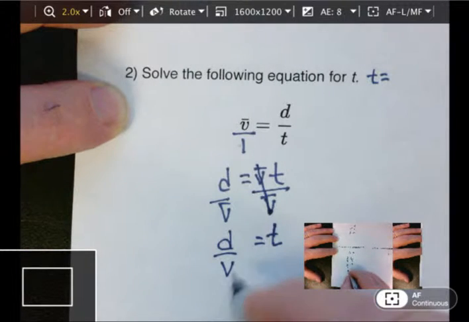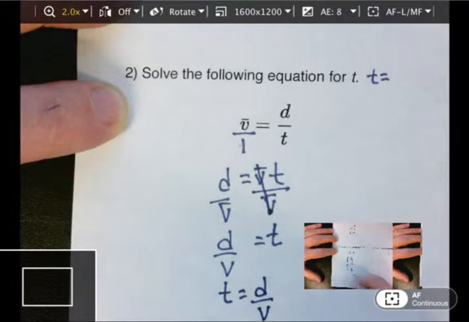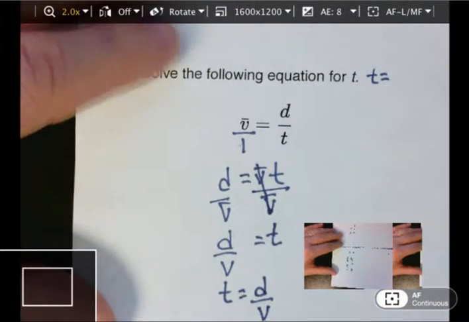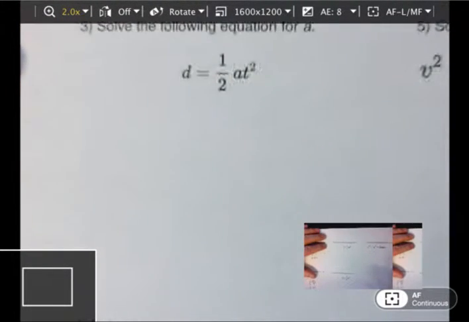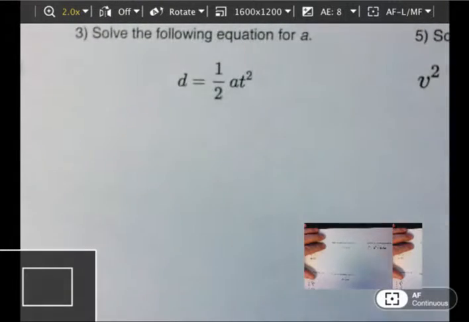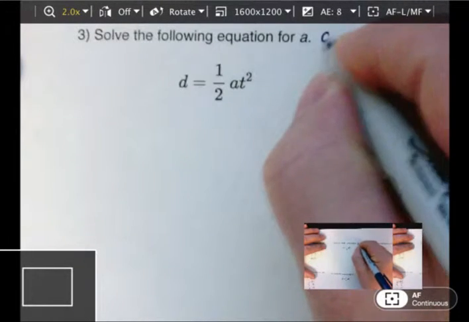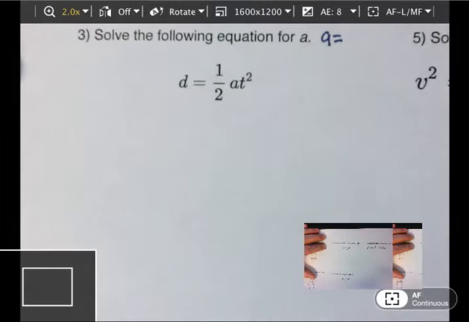Now generally we like to see the thing that's by itself on the left hand side, so we would just switch sides like this, t equals d over v bar. The third equation we're starting out with is a little more complicated equation. In this case, we're looking to solve for a, so we're looking for an expression that is a equals.